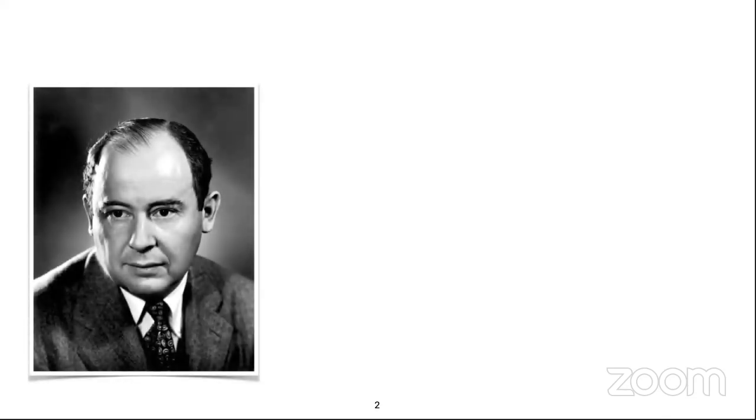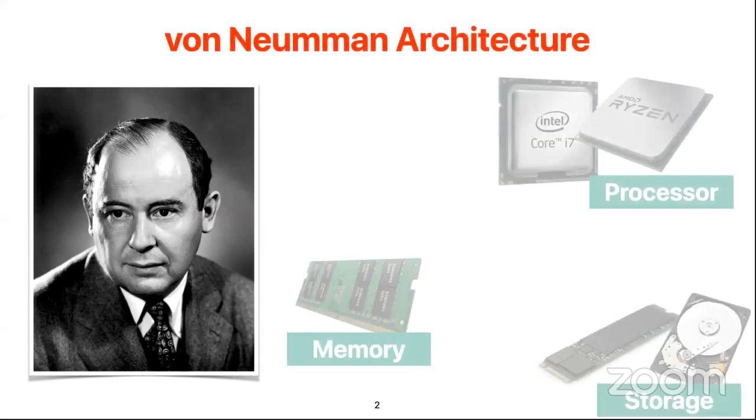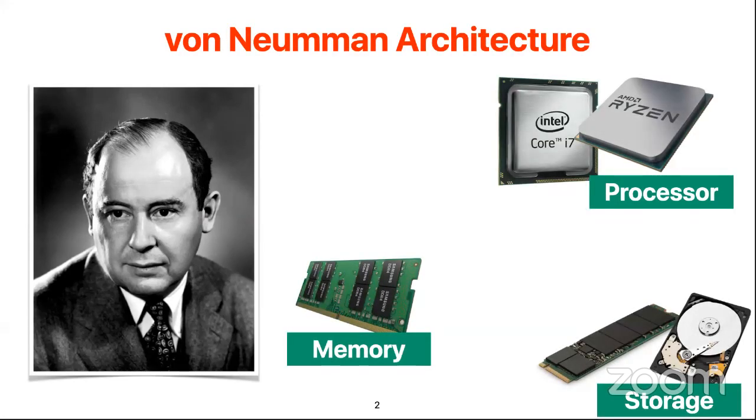First of all, I want to say the most important thing in computer architecture is to know this big picture we have. The big picture is that every computer that you are using right now is a so-called von Neumann computer, in a way that the computer contains a processor, memory, and storage device.